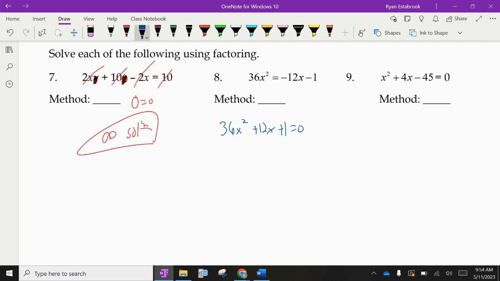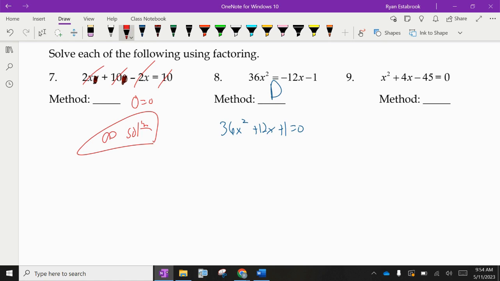There's 3 terms, 1, 2, 3. Quadratic x squared, but now we have a number in front of the x squared, right? It's not number pair. What do we call this one? Split middle term. I believe that was letter D from the other side. Split middle term.